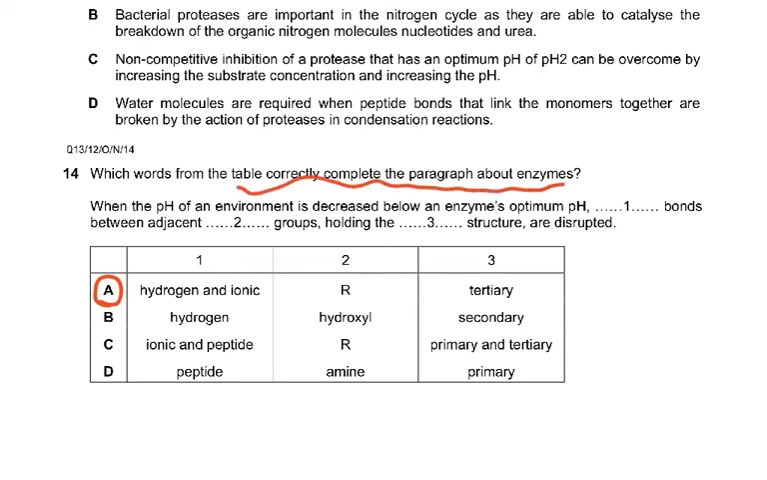Very simple. When the pH of an environment is decreased below an enzyme's optimum pH, dash bonds between adjacent dash groups holding the dash structures are disrupted. So when the pH of an environment is increased below an enzyme's optimum pH, hydrogen and ionic bonds between adjacent R groups holding the tertiary structure are disrupted. So basically when you change pH, ionic mainly, but hydrogen bonds are also broken.